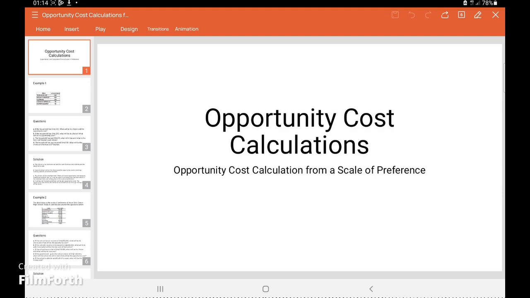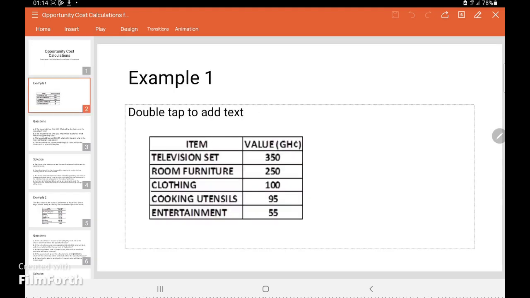So in the next slide, I want to display a scale of preference of a household to you. On this scale of preference, we have television sets, room furniture, clothing, cooking utensils, and entertainment. And you see the corresponding amounts in Ghana cedis that are spent on these various items on the scale of preference. We'll use this table to answer some questions that follow.